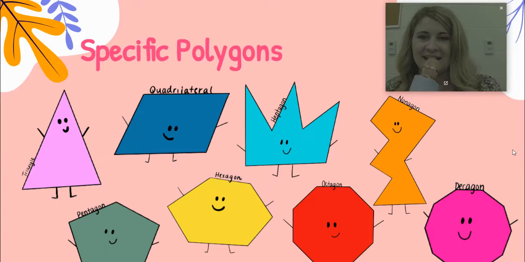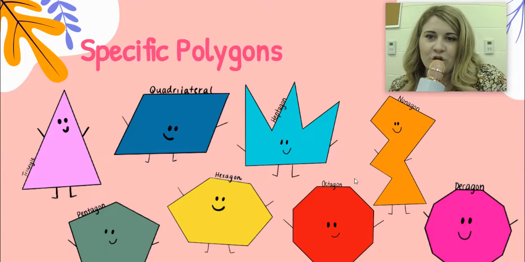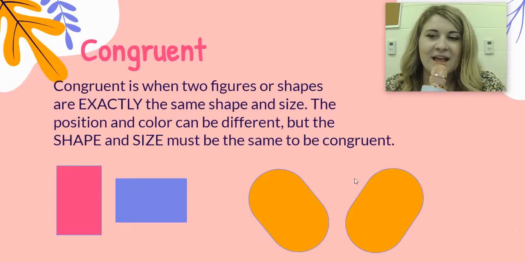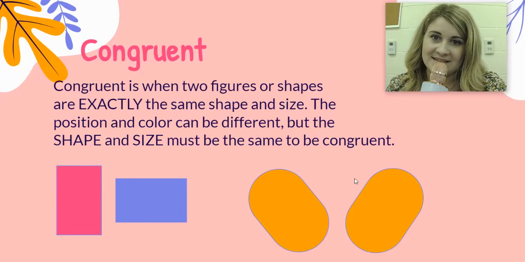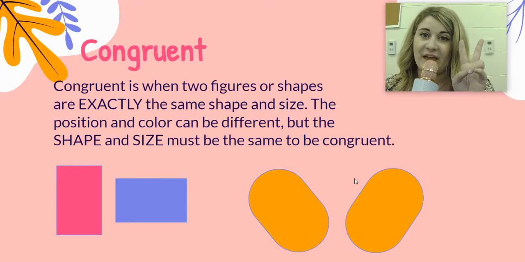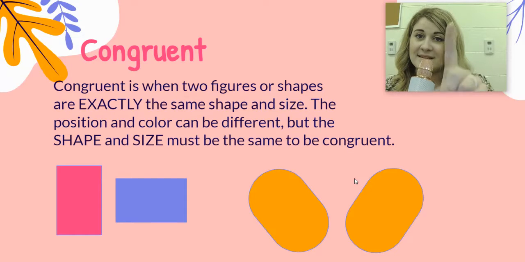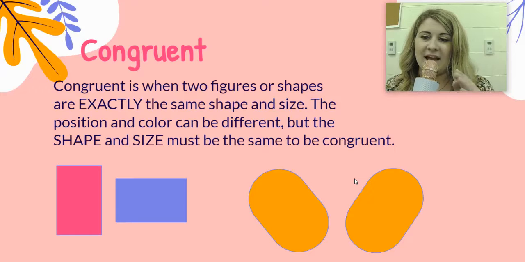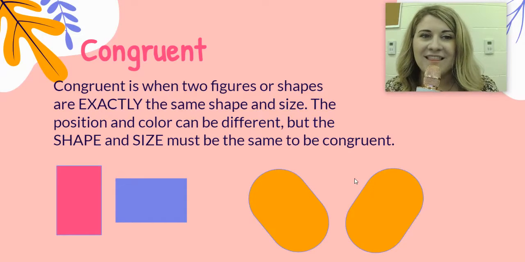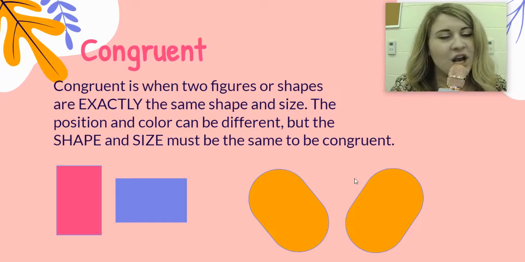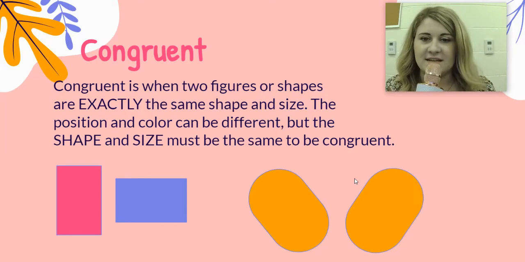Awesome job, guys. Next, we have congruent versus non-congruent. What makes a shape congruent is if it's the same two things. Same size and same shape. It has to be those two things. They have to be the same shape, obviously, for them to be the same. And then they also have to be the same size. Color doesn't matter. Position doesn't matter. They can be in different positions and different colors.